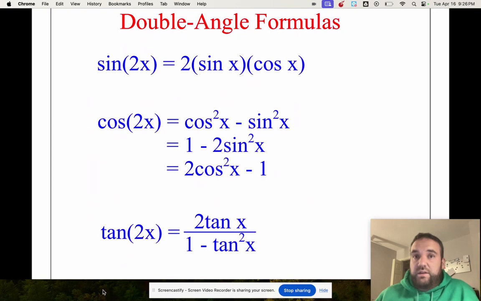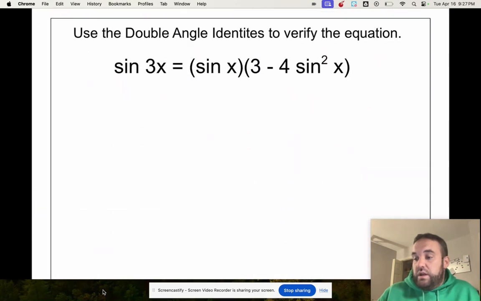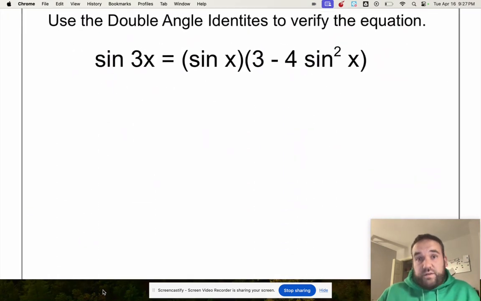But you can see that all of these angle formulas are on there. Instead of diving into why these come up and why they work, we're just going to show how they could be used to either verify or solve. And in this case, we are asked to verify the equation sine of 3x is equal to sine of x times 3 minus 4 sine squared.